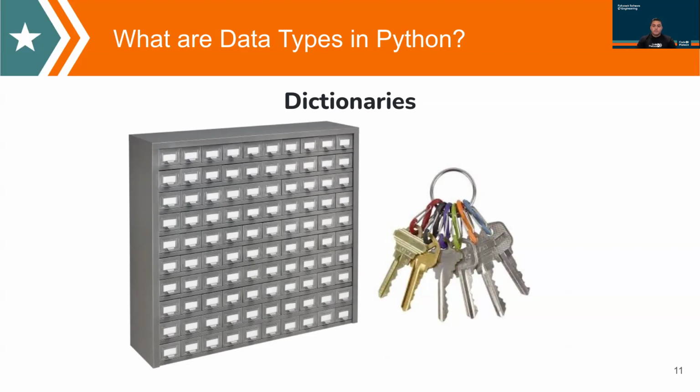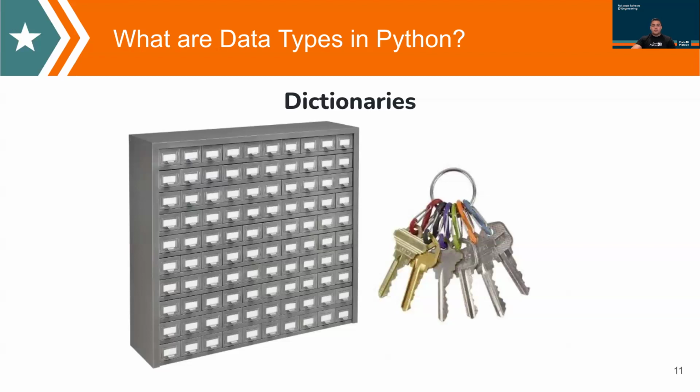So here we see the picture. We have this massive drawer and we have the set of keys. Well, in order to grab any information out of this dictionary, we would need to call or grab the corresponding key for the item that we want to grab.